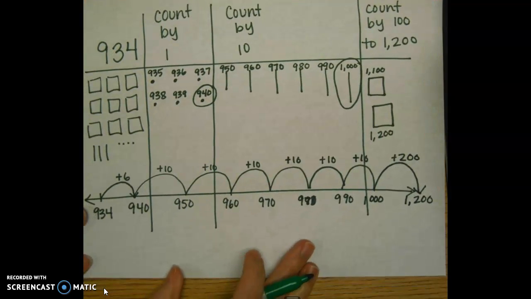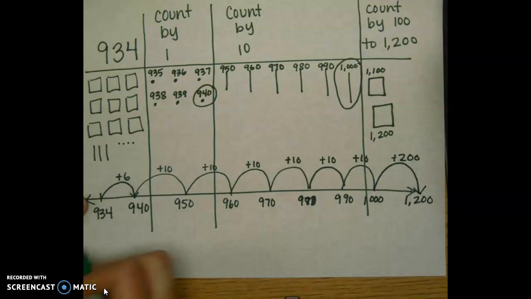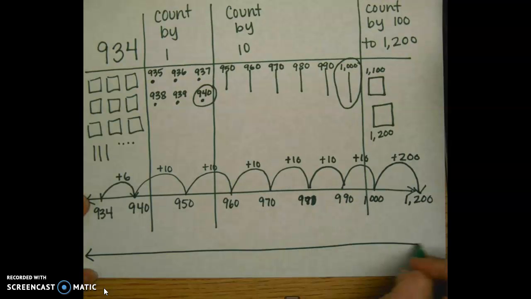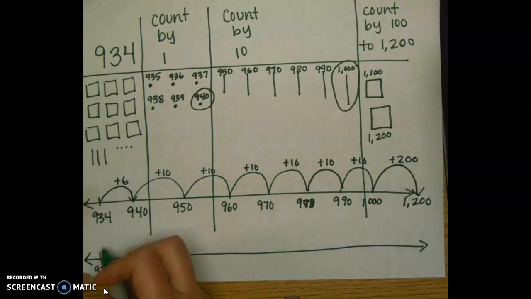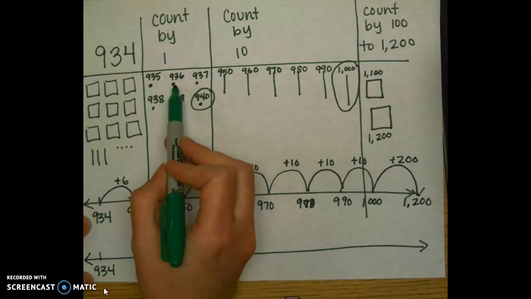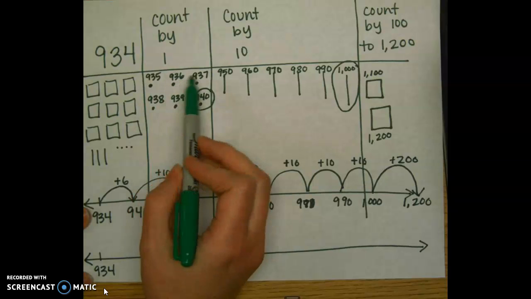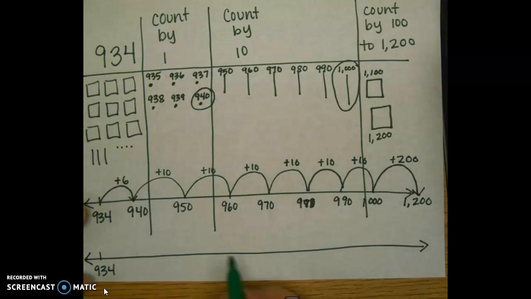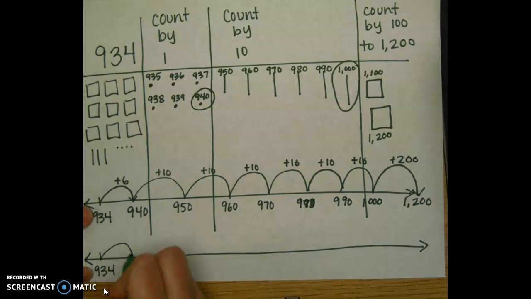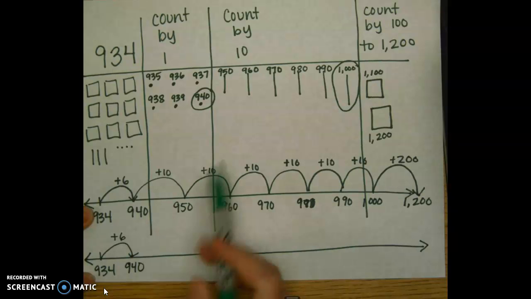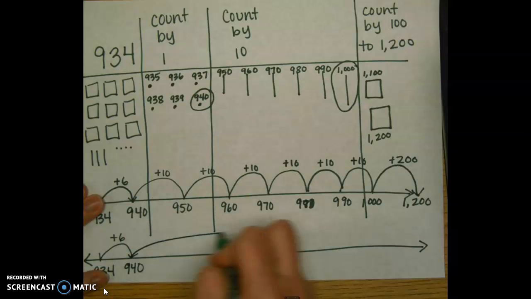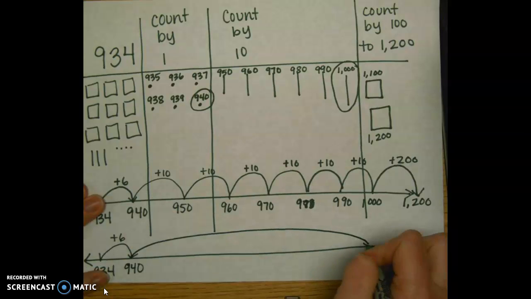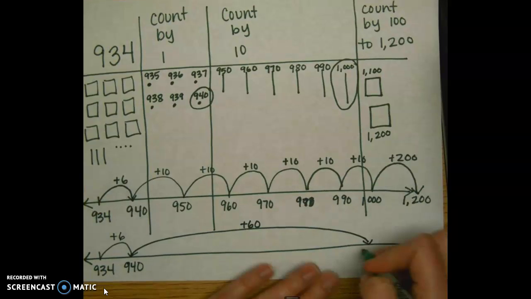Okay, well, we could also combine all of these tens together and start at 934, counting by ones, 934, 935, 936, 937, 938, 939, 940. Again that was a jump of 6. Now I can look at my tens, 10, 20, 30, 40, 50, 60. If I jump 60, wow, we get to 1,000.